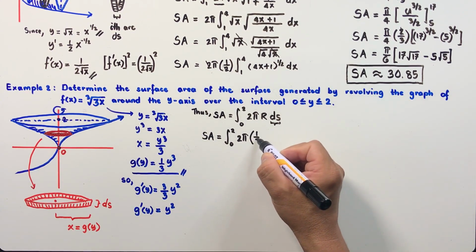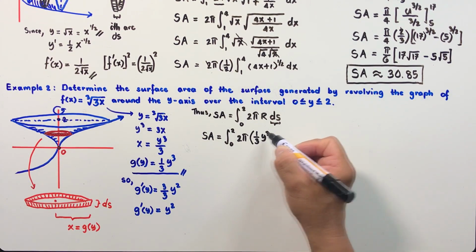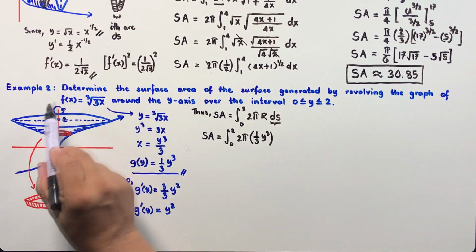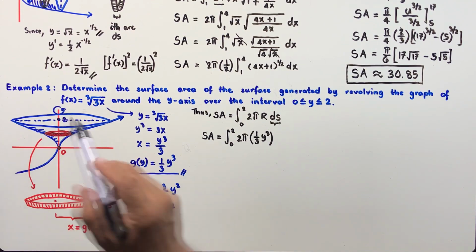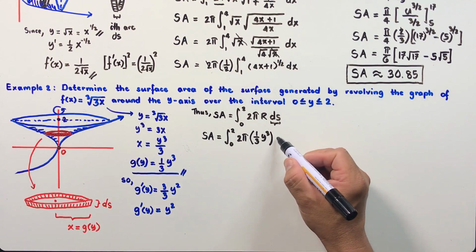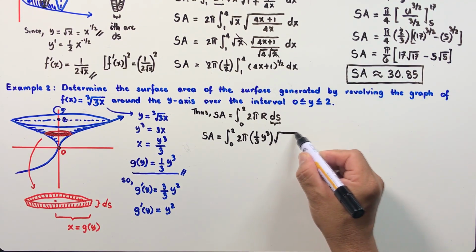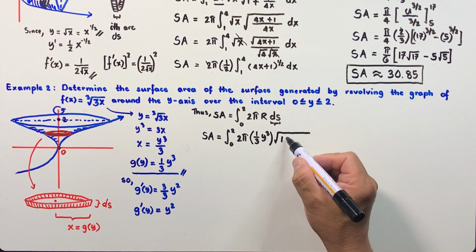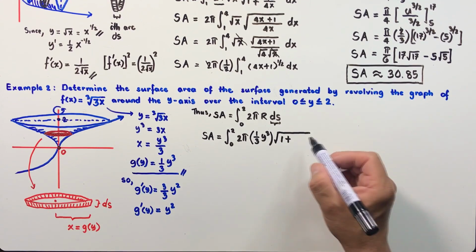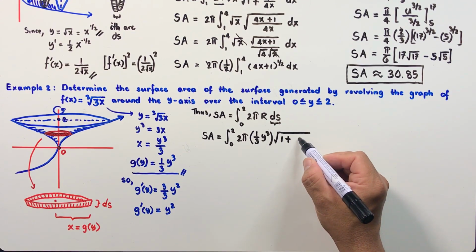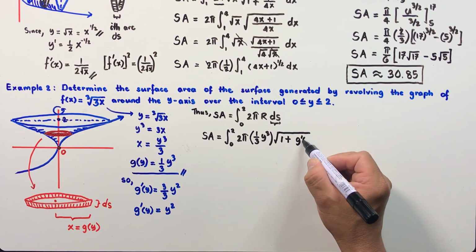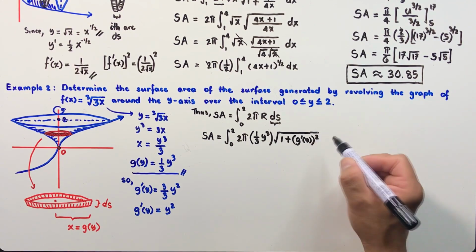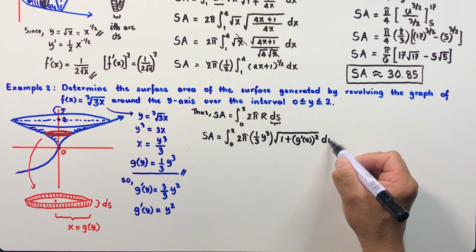So this is 1/3 of y cubed. And why do we need to change it to y? Because we are revolving about the y-axis here. And this will be multiplied by the ith arc. And we know that the arc length is represented by the square root of 1 plus the derivative of our g function, which is in terms of y here. So we square this one times dy.